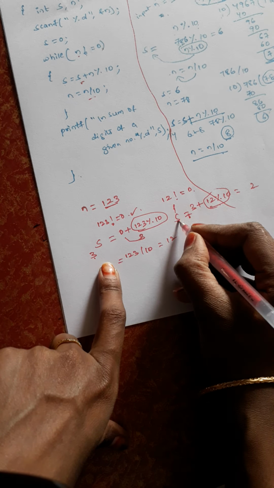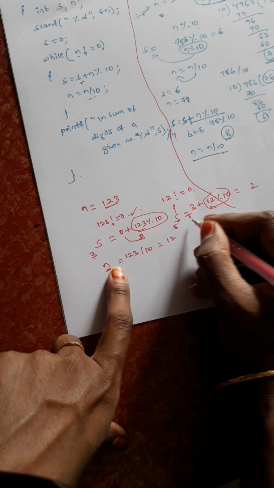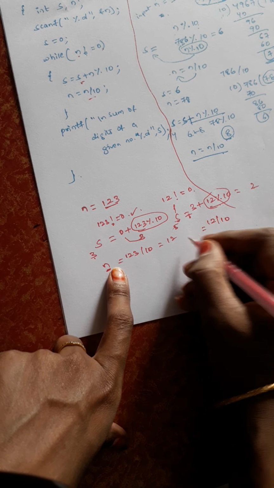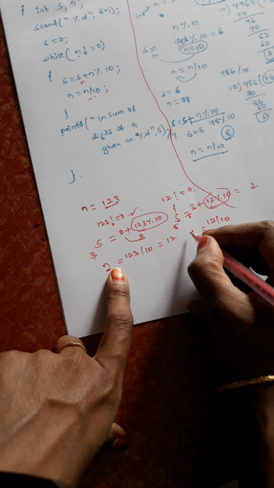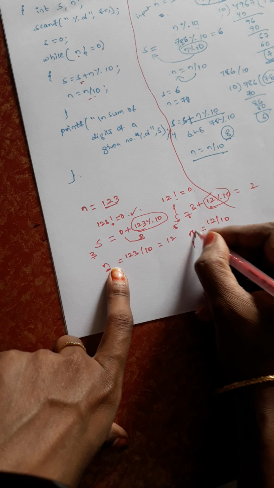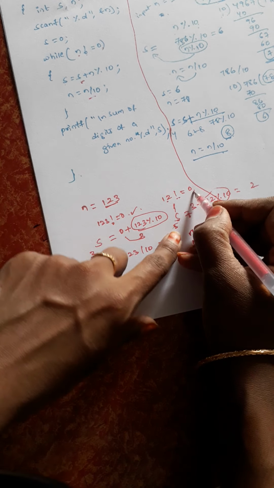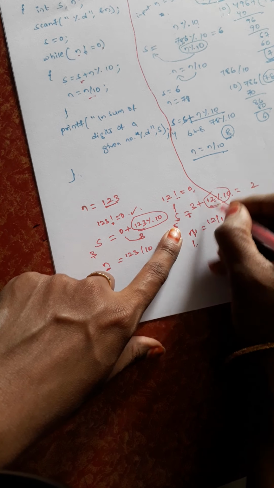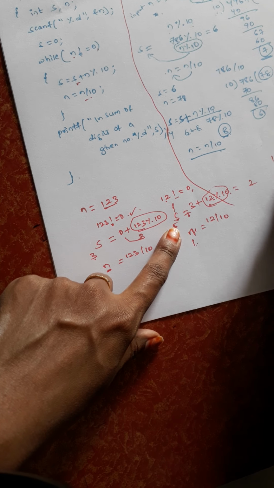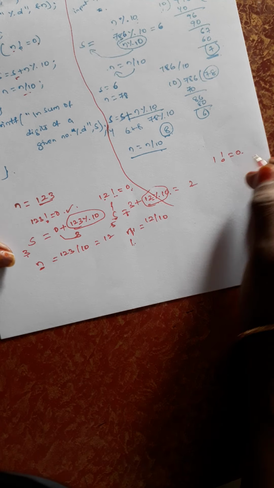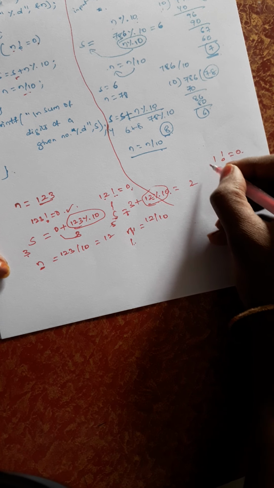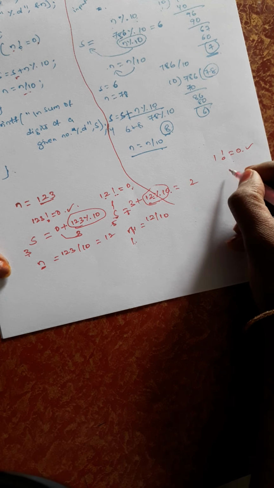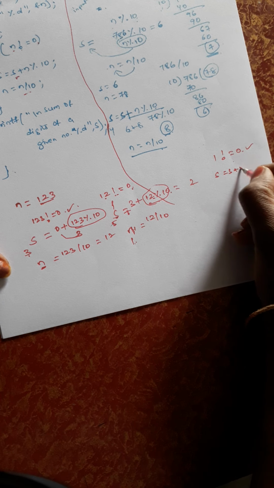Now s value is 5. Now 12 by 10, what is the answer? 1, and that is assigned to n. Now what is n value? 1. 1 not equals 0, the condition is satisfied. Now s equals s plus n modulus 10.